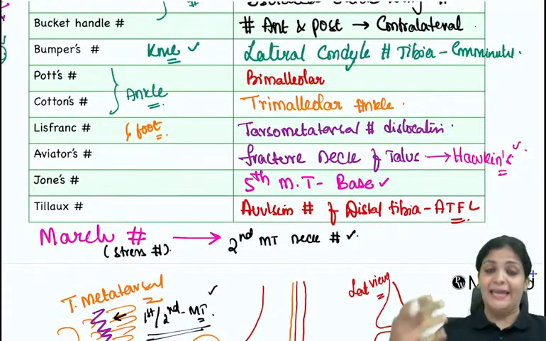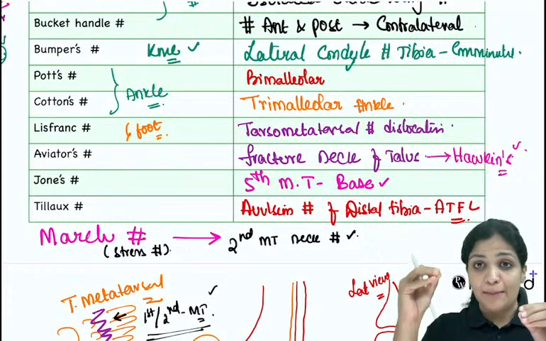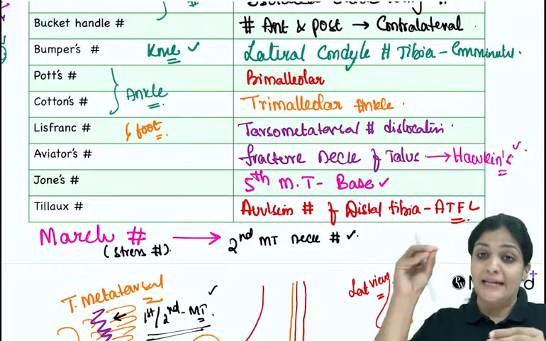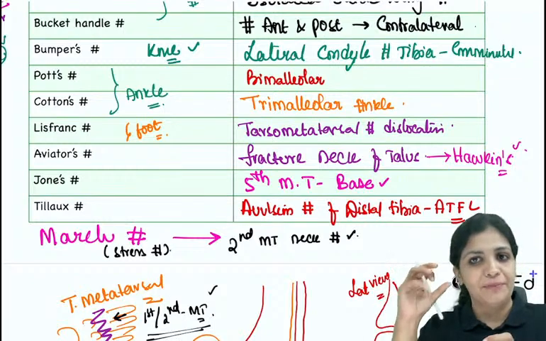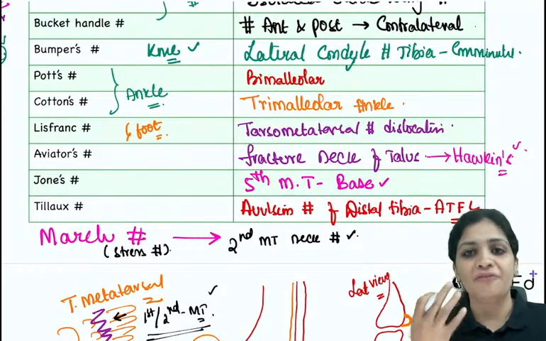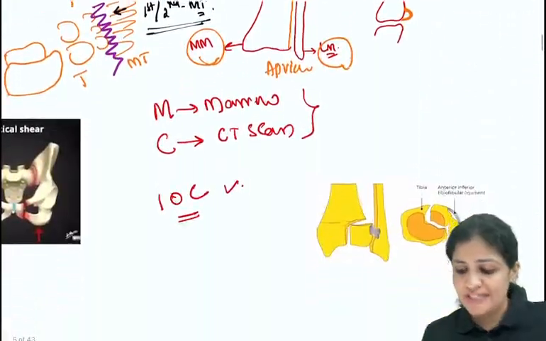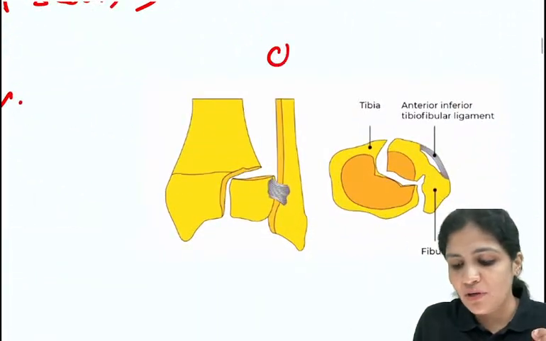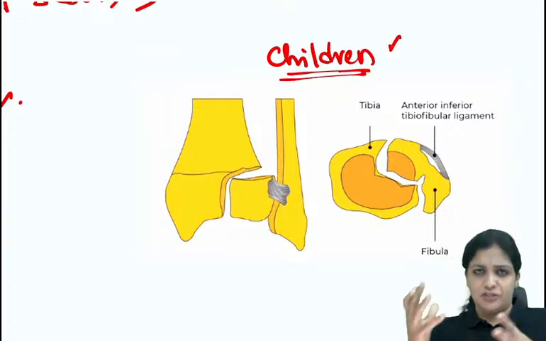Whenever I say an avulsion fracture, what does that mean? It means there is some ligament or tendon attached to that bone, and that particular area got pulled off from the bone. That is the actual meaning of avulsion fractures. Similarly, this fracture is usually seen in children, because in children the ligaments are not that strong.